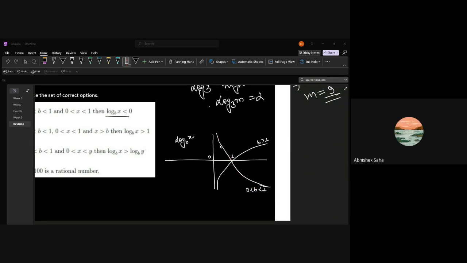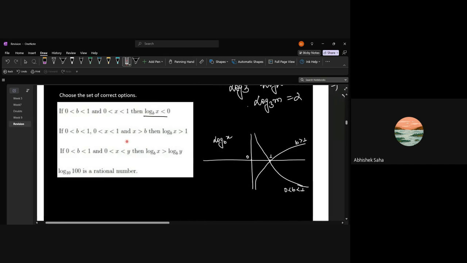Okay, now am I audible? Where is b less than theta? I don't know what that is called. B is greater than 1, this is the graph. Okay, and if b is between 0 and 1, this is the graph. There is no theta.